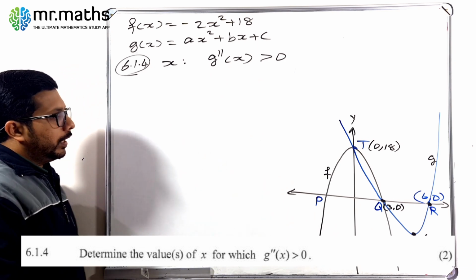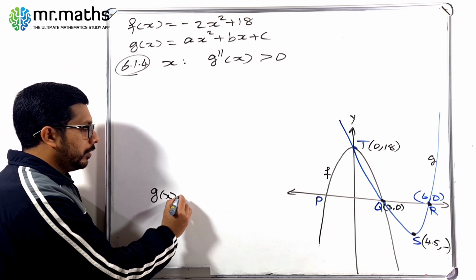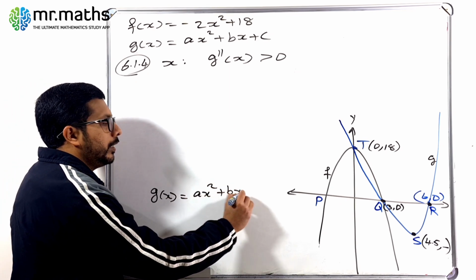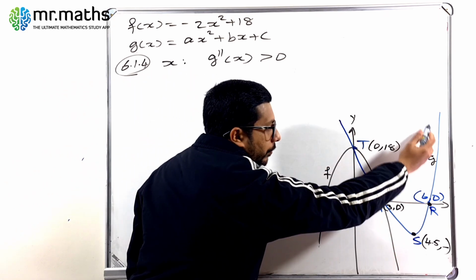Okay, so now look at that g of x graph. Before I start that one, look at the g of x graph. What is the equation? ax² plus bx plus c. And look at our g of x graph.